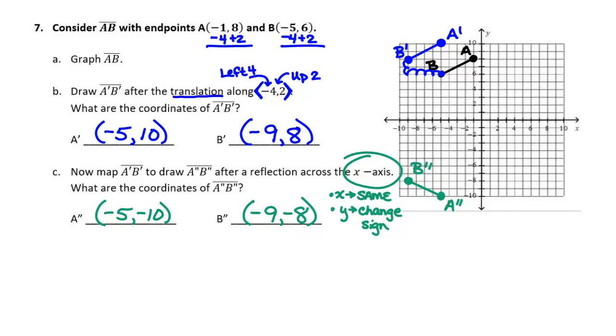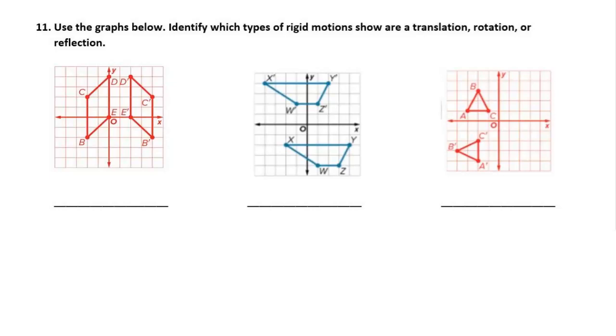What else off the review do you guys want to see me work through? Number 11. Sounds good. Number 11. We're just going to put one single word on the lines down below. We're either going to put the word translation, we're going to put the word rotation, or we're going to put the word reflection. I'm not asking you to tell me how much we're rotating by. I'm not asking you what we're reflecting over.